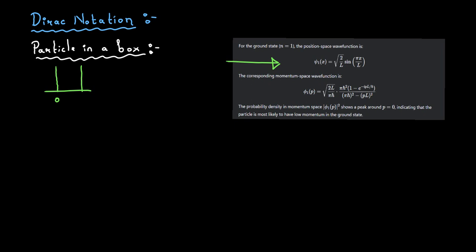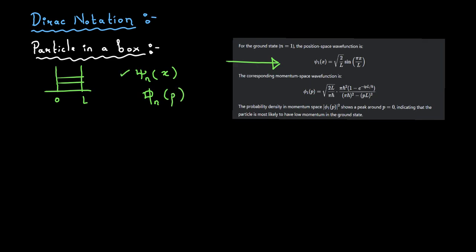I mean, both scenarios are possible, which is a very known fact. You can have the box from minus a to a, or 0 to L. It doesn't matter. The physics stays the same. But the point is that you can have the wave function for different levels, so the n equals 1 level, the n equals 2 level, and these can be a function of space, or you can have the wave function as a function of momentum.